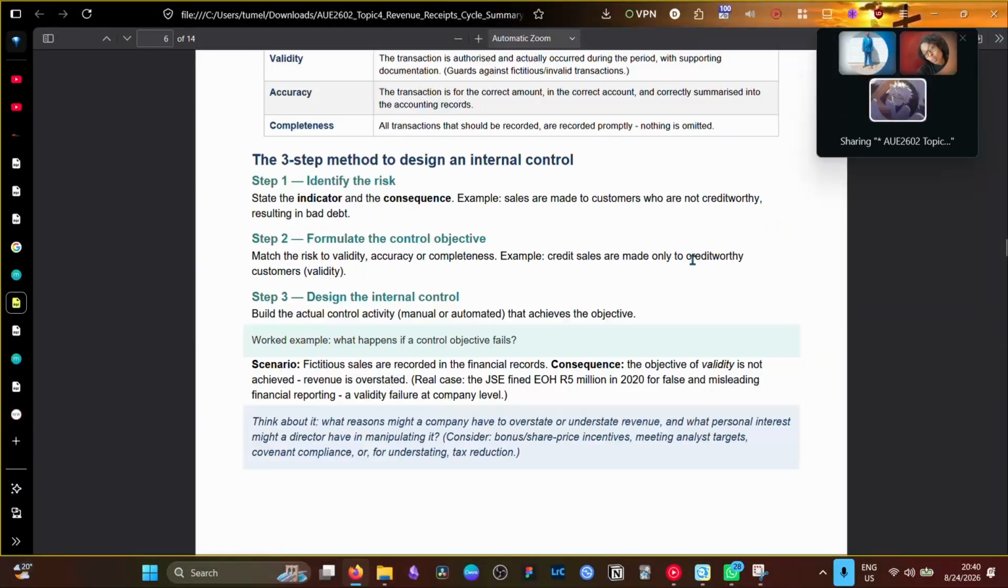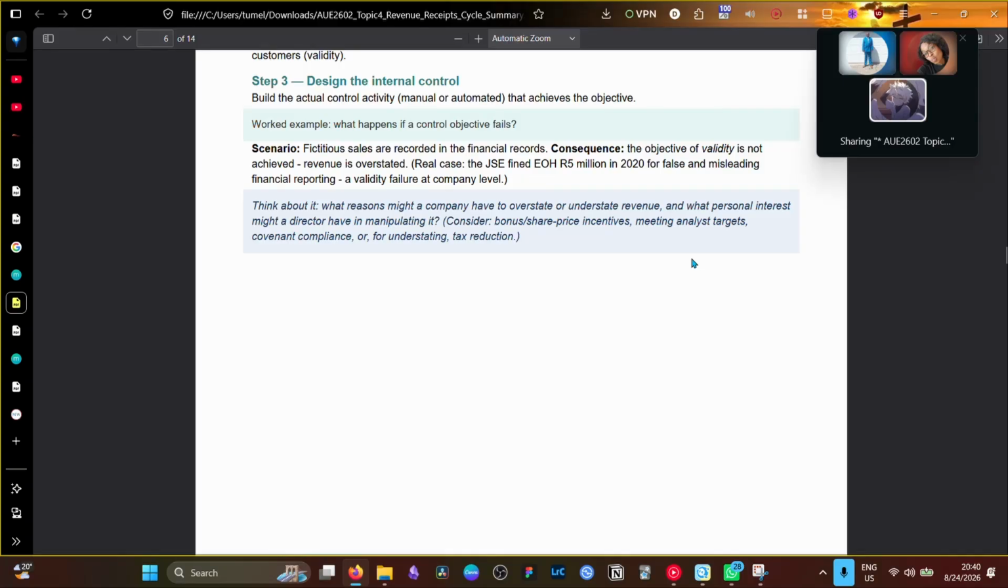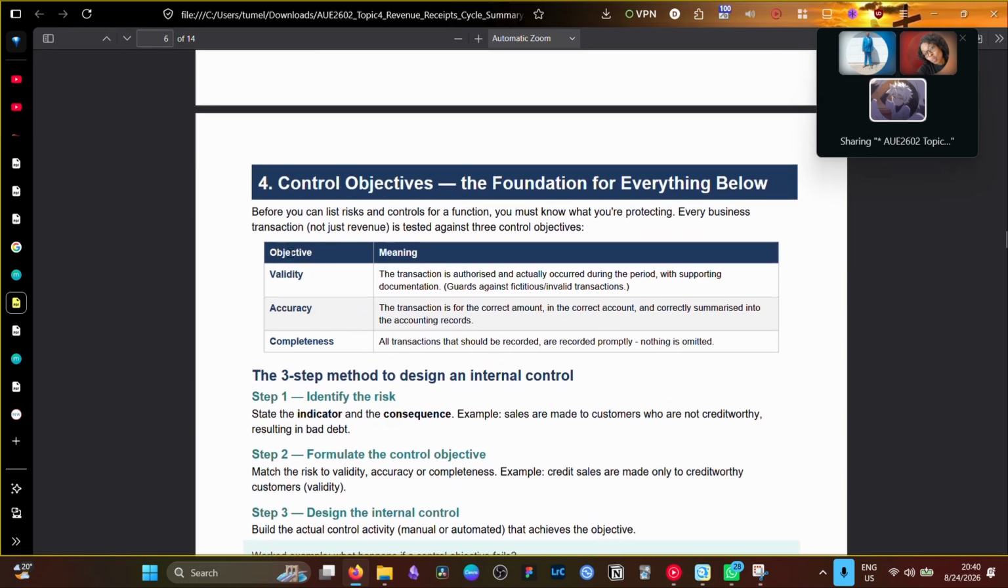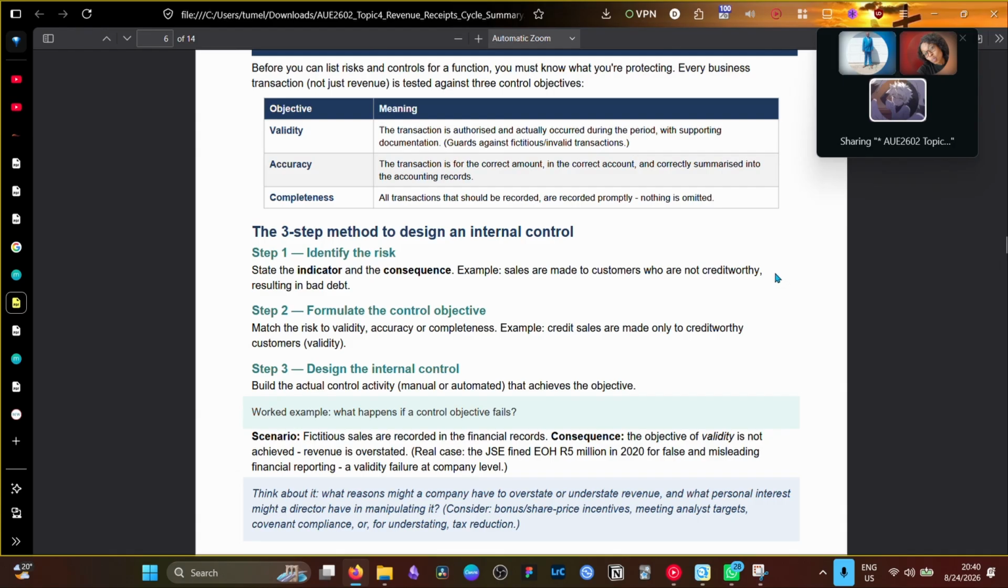But to explain it, why is internal control important? I think here this is literally the answer. The objective of validity is not achieved. Revenue is overstated. So that's why internal control is important, because these are the objectives that we're trying to reach. We're trying to make sure that the transaction is authorized and actually occurred during that period. So if it didn't and it was a fictitious sale, then that's a problem.